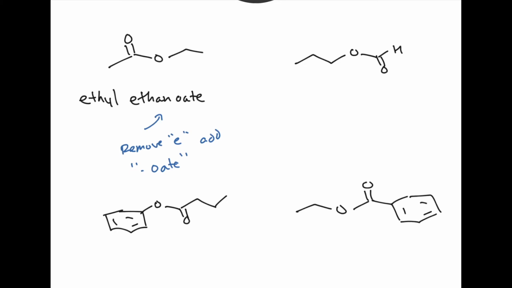The next one, 3 carbons is propyl. 1 carbon would be meth and oate. So propyl methanoate.